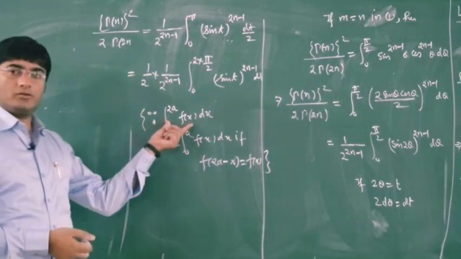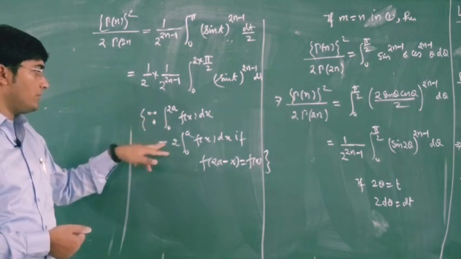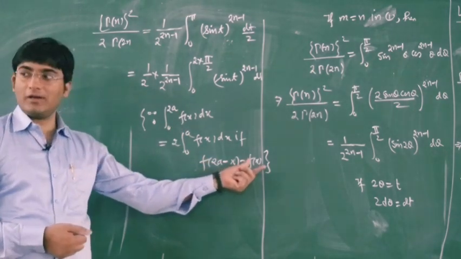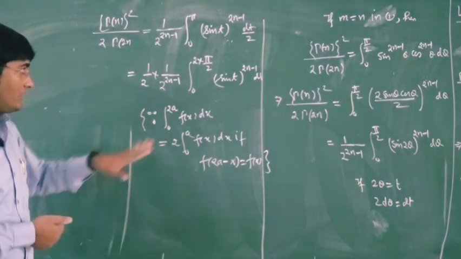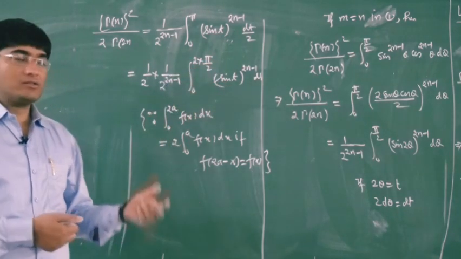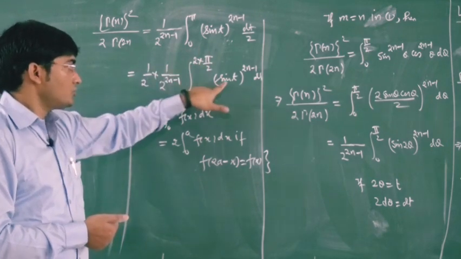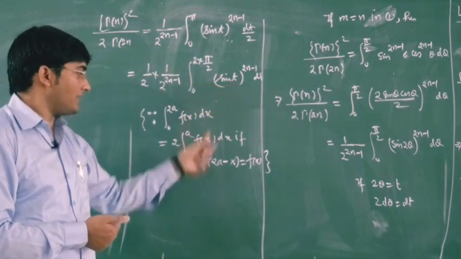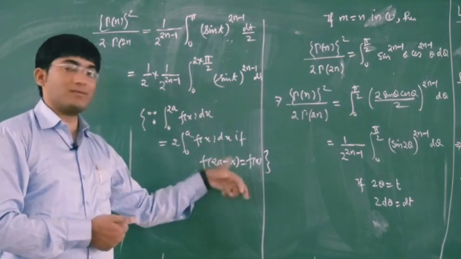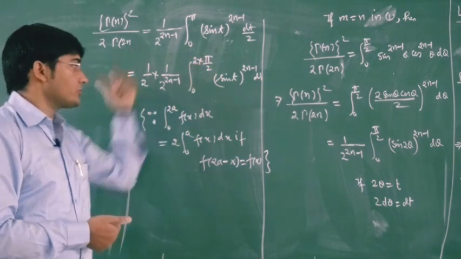We have this result of definite integral. We say that this 2 will be outside if f of 2a minus x is the same as f of x. Now in our case, sine pi minus t, like sine 180 minus theta, this is your 2a, and 2a will be your pi. So as your function is sine, sine pi minus t is the same as sine t. So that means we can take this 2 to the outside.